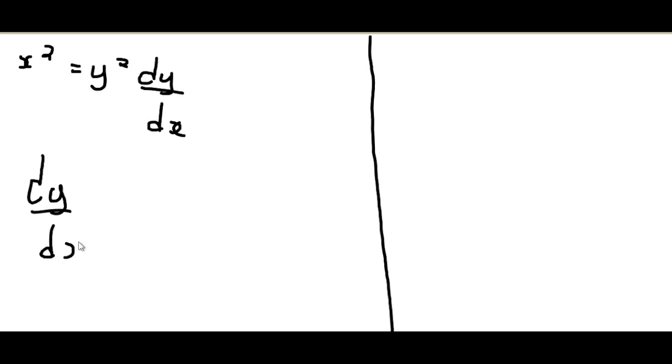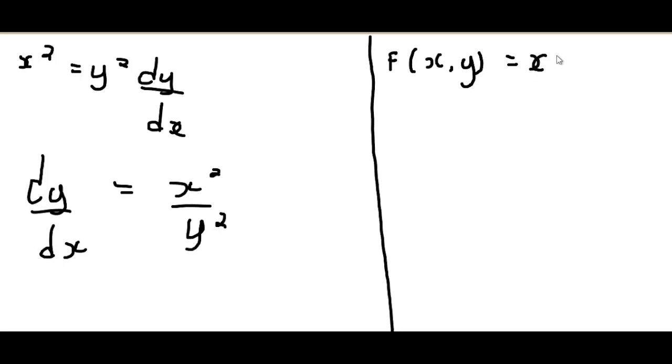You have been told, find the general solution of x squared = y squared dy over dx. So we want to be left with dy over dx alone, and also x and y on one side, so it will be dy over dx equals x squared over y squared. To prove it's homogeneous, we are going to write f(x, y) = x squared over y squared.